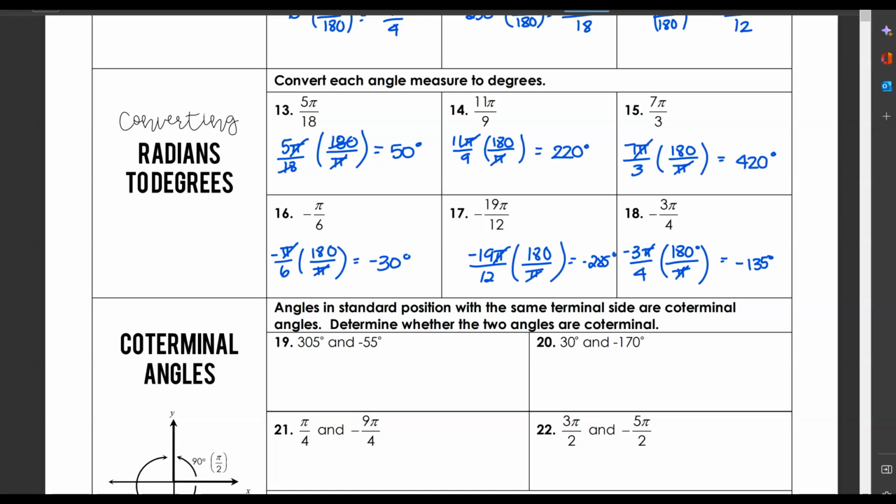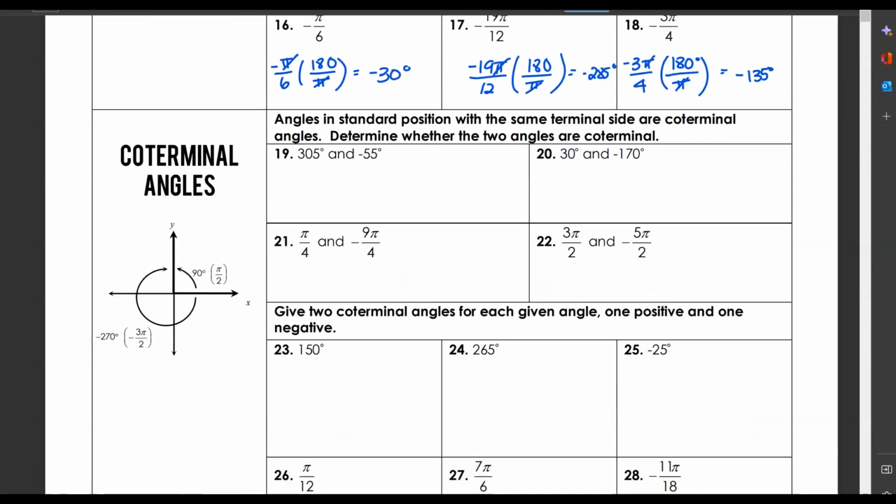All right, let's check some of your answers. Hopefully you got 220 degrees, 420 degrees, negative 30 degrees, and negative 285 degrees there. Okay. All right, let's take a look at a new concept here.